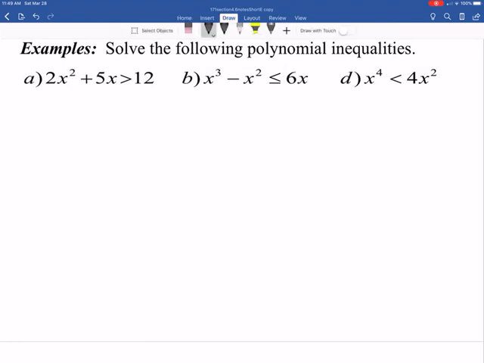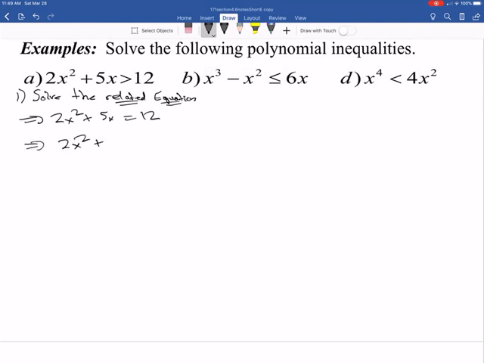So here in example A, we have 2x squared plus 5x greater than 12. With that said, let's look at step 1. Let's solve the related equation. What we're going to do is drop the greater than symbol and put an equal sign. So that implies 2x squared plus 5x equals 12. There's the related equation. As we're solving that, we're going to solve by trying to factor. We're going to set it equal to 0.